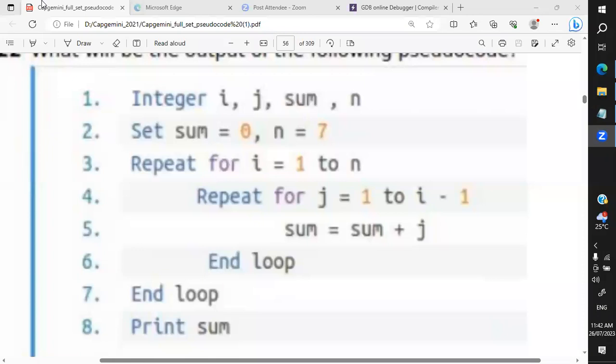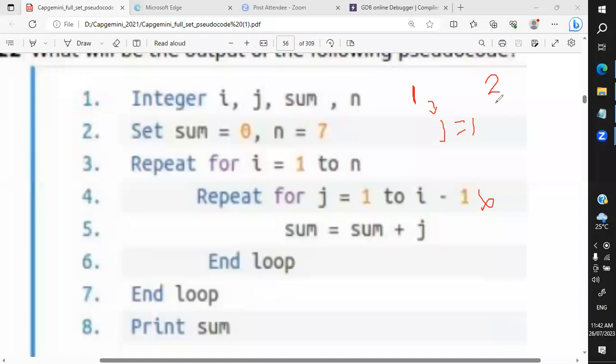Why is that so? It's a very simple one. Just see that. I is initially 1. From 1 to n we are running the loop. That means from 1 to 7 we are running the loop. Now when I is equal to 1, what is happening? J is running from 1 to I minus 1. 1 minus 1 means 0. Is there any possibility to run a loop from 1 to 0? No possibility, right? We are not executing it at all. When I is equal to 1, J is not executing even once. Nothing is added. So next I goes to 2.